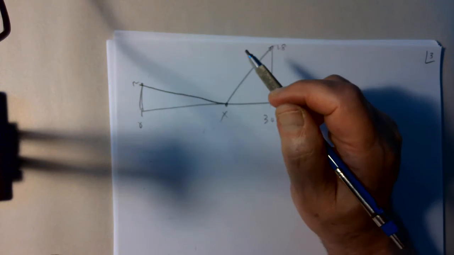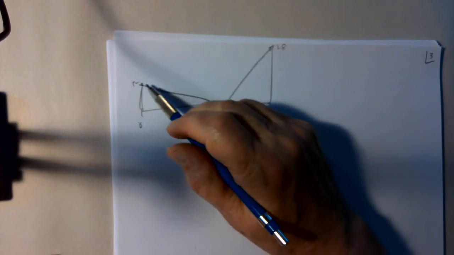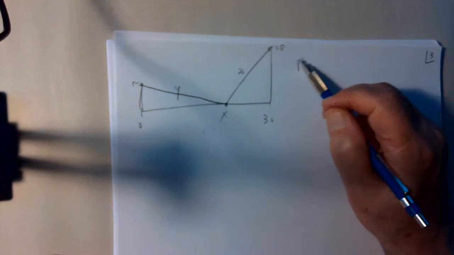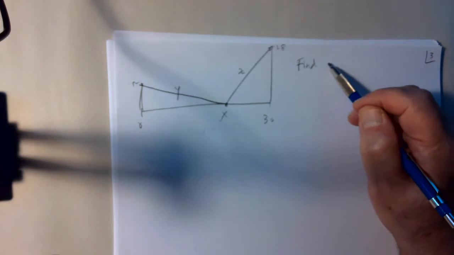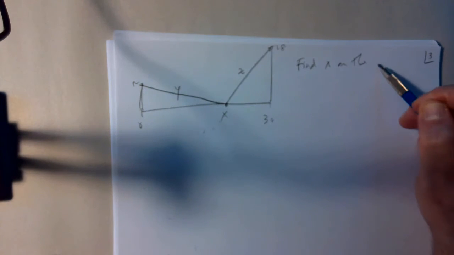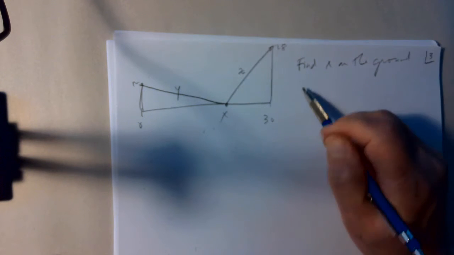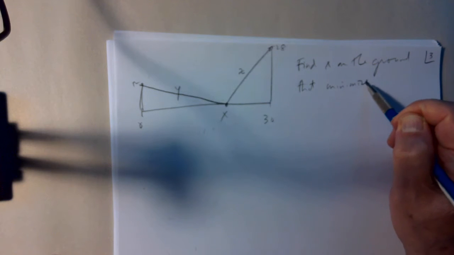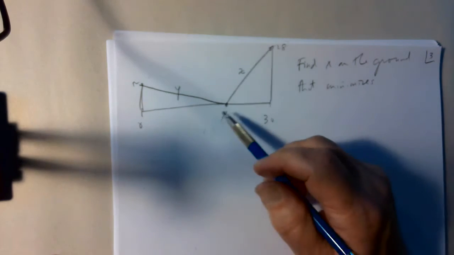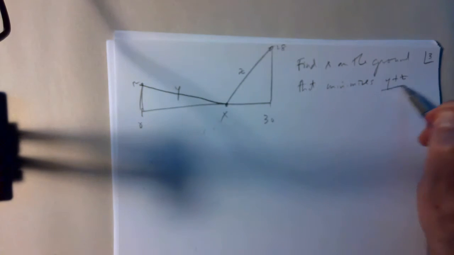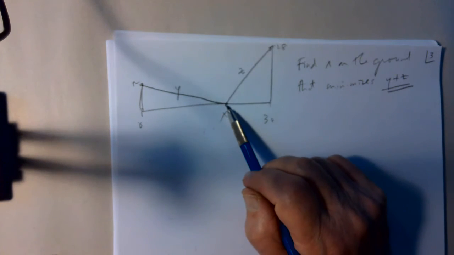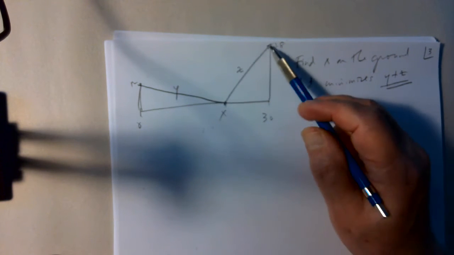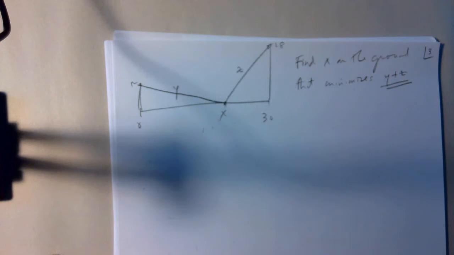And let's say the distance of this wire is y and the distance of this wire is z. And the problem is to find the point x on the ground that minimizes how much wire you have to use, which is y plus z. So for any point x, x determines y and z. Find x so that y plus z, the length of the 2 wires, is a minimum.